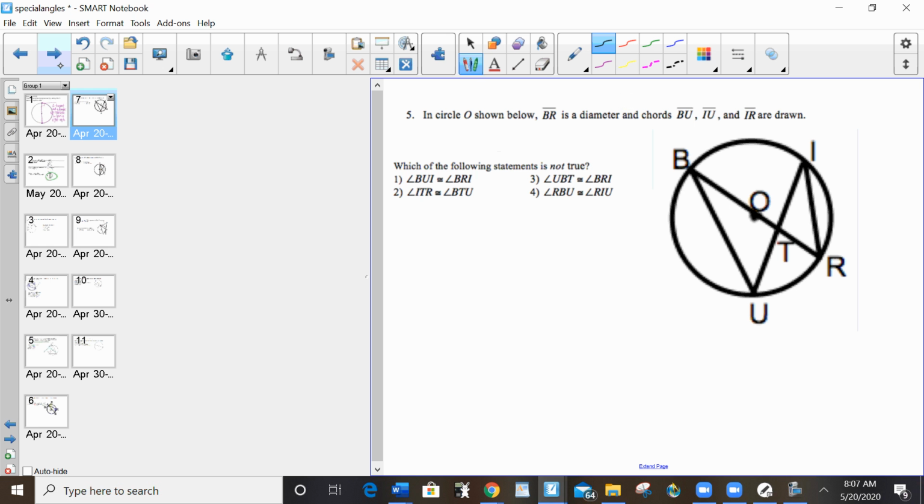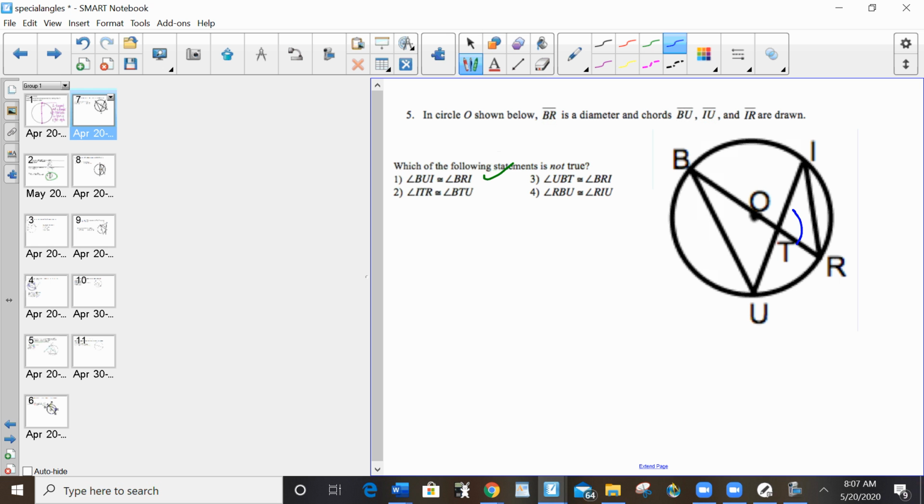Number 5, BUI, BRI. BUI is inscribed to BI. BRI is inscribed to BI. They're both inscribed to the same arc. That makes them congruent. Now, choice 2 tricks a lot of students. Let's see if you got tricked.